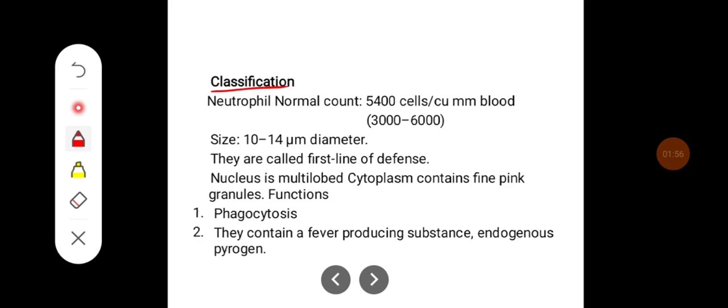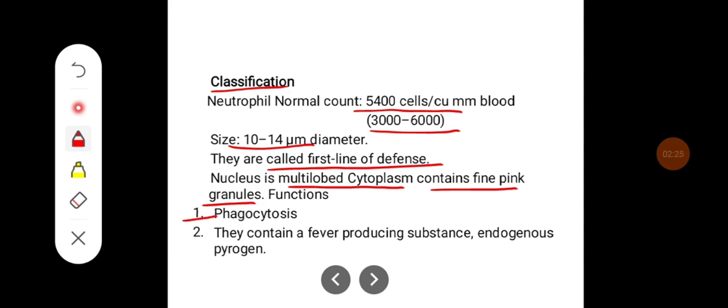Neutrophil normal count is around 5400 cells per cubic millimeter of blood, can range between 3 to 6000. The size is around 10 to 14 microns. They are called the first line of defense mechanism. Nucleus in neutrophil is multilobed. Cytoplasm contains fine pink granules, both acidophilic as well as basophilic. The important function of the neutrophil is phagocytosis, and they contain a fever producing substance, endogenous pyrogen.